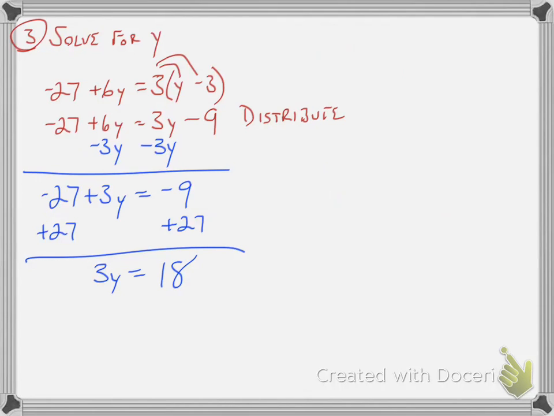And now to get the y by itself still, again it's being multiplied with 3, so I'm going to divide by 3, and I have y is equal to 6. 18 divided by 3 is 6.